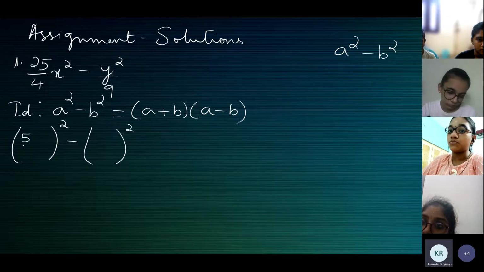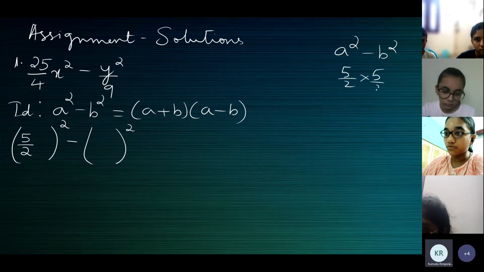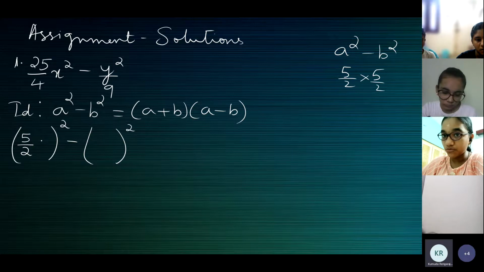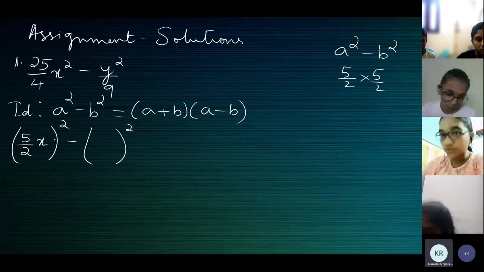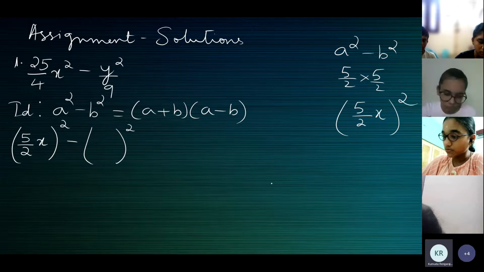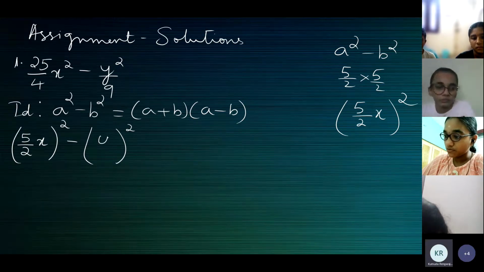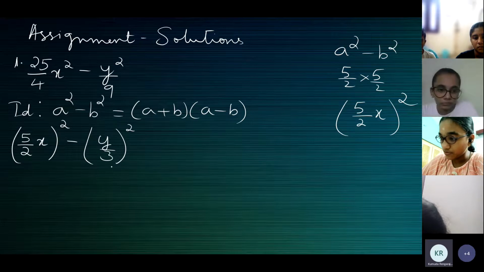5 into 5 is 25, 2 into 2 is 4. So 5 by 2 into 5 by 2 is 25 by 4. And then x square we have there. So x into x is x square. So the square of 5 by 2x will give us 25 by 4x square. Minus, so now we understand it should be y by 3 here, y by 3 the whole square.